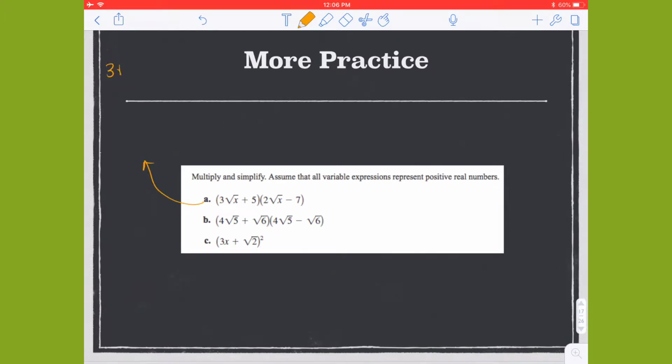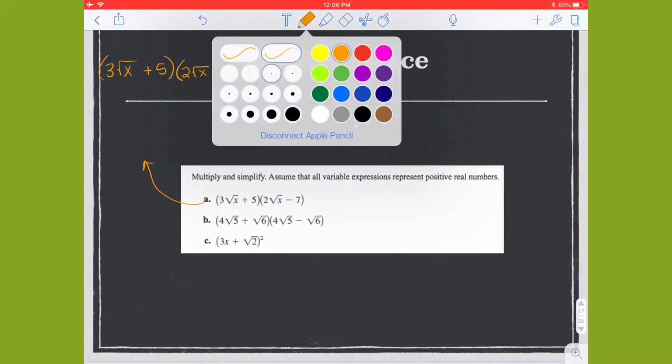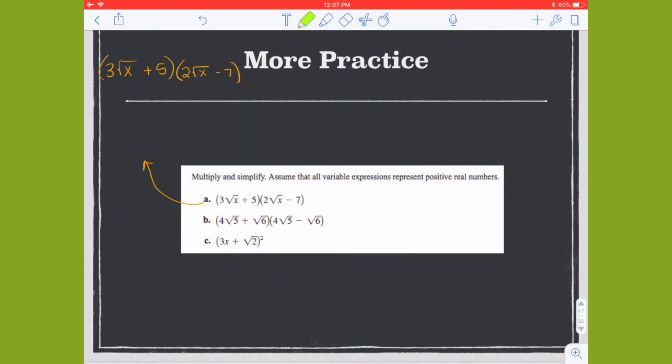So we have 3 square root of x plus 5, and that is our first binomial. And it's being multiplied by 2 square root of x minus 7, which is our second binomial. So we're going to go ahead and multiply the first two terms together. So 3 times 2 is 6, and the square root of x times the square root of x is the square root of x squared. Then 3 times negative 7 is negative 21, and we have the square root of x. 5 times 2 is 10, and we have the square root of x. And then we have 5 times negative 7, which is negative 35. And notice I'm just doing the FOIL process: first, outer, inner, last.